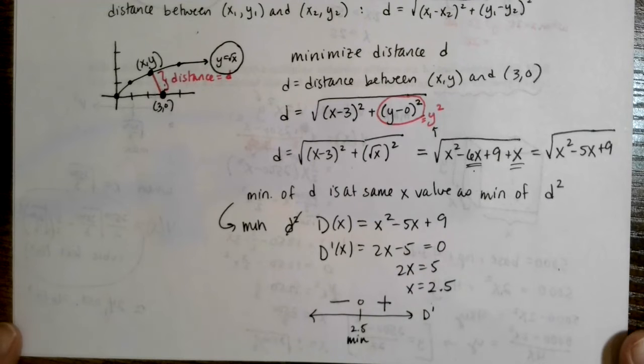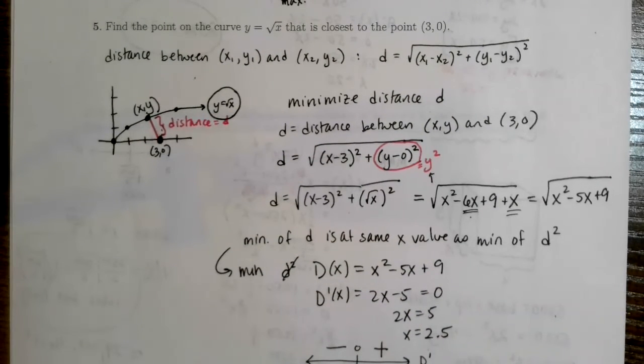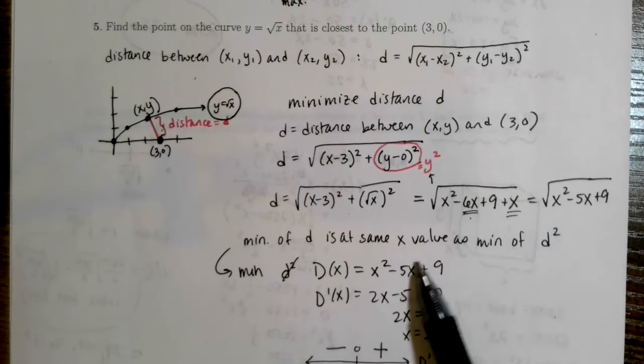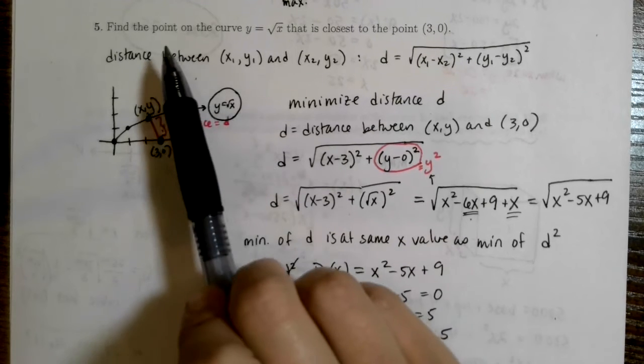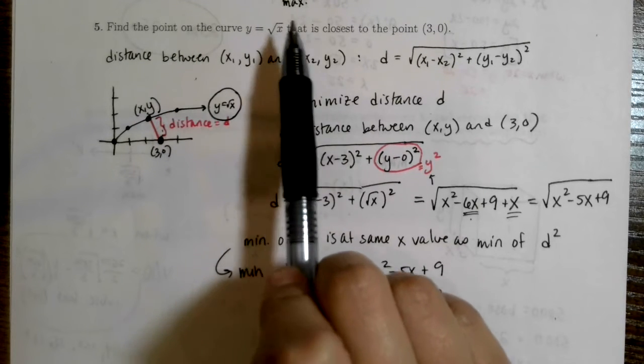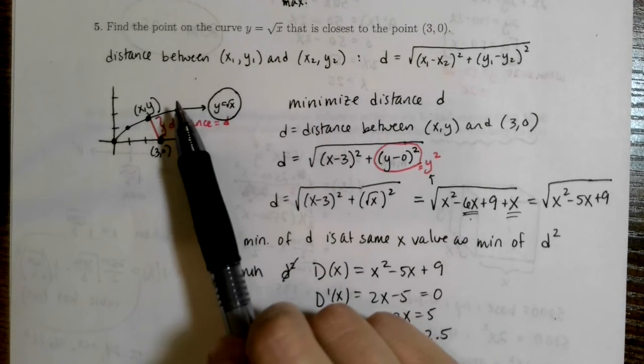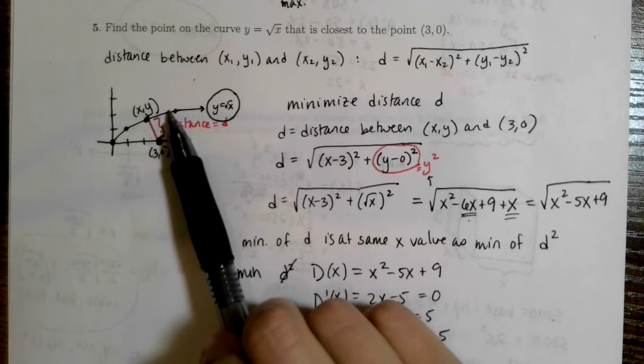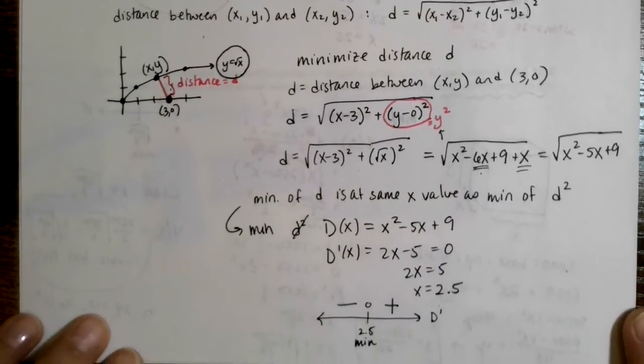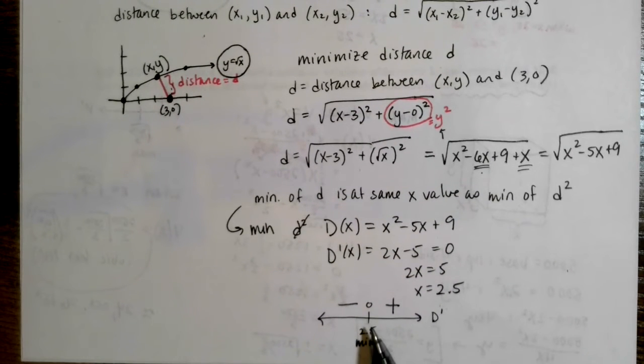Okay, so let's check the actual question. And we're going to be extra careful here because of that command decision we made. Find the point on the curve that's closest. So we want the values of x and y of this point here. And what we have at that 2.5 is the x value.